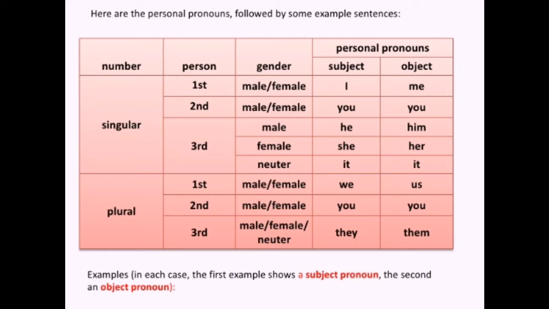Okay. Here are some personal pronouns followed by some example sentences. If we talk about singular, person is given: first, second, third person. Gender is given, you all know, male, female, neuter, which is neither male nor female, non-living things. Just see personal pronouns, subject, object. If subject is I, object is me, you will remain you, he, the object will be him, she, her, it will remain it, we will become us, you will remain you, they will become them. That is what we are talking about, subject and object in singular and plural form.